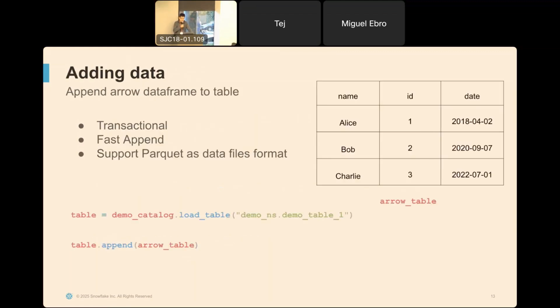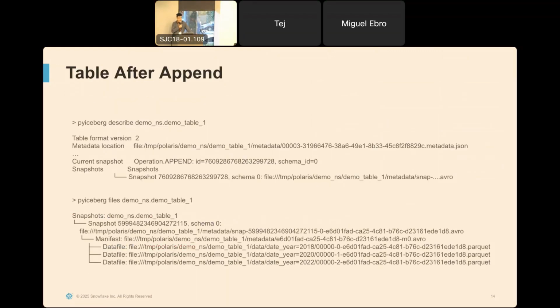And now we're ready to add data to it. Remember, I created an Arrow table that holds the example data. And all you have to do is call the append method and give it the Arrow table. And PyIceberg will handle the rest for you. After we append the data to the table, if we use the same tools to inspect the table again, we will find that now the table contains one snapshot, and the snapshot points to its corresponding manifest list file. And inside the manifest list, we will see at the bottom, we have one manifest containing 3 data files. Each of the data files resides in its own partition.